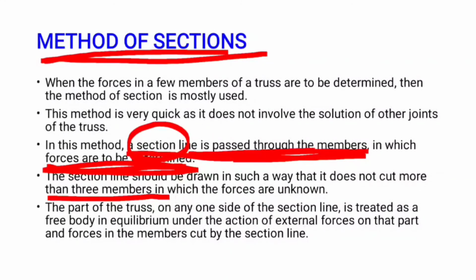The part of the truss on any one side of the section line is treated as a free body in equilibrium under the action of external forces on that part and forces in the members cut by the section line. మనం సెక్షన్ లైన్‌తో ట్రస్‌ని 2 పార్ట్స్ చేస్తాం కదా. అది చేసినప్పుడు ఒక పార్ట్ అనేది మనకి ఫ్రీ బాడీగా యాక్ట్ అవుతుంది. ఫ్రీ బాడీగా యాక్ట్ అయిన దానికి మనం ఈక్విలిబ్రియం కండిషన్స్ తీసుకుంటాం.